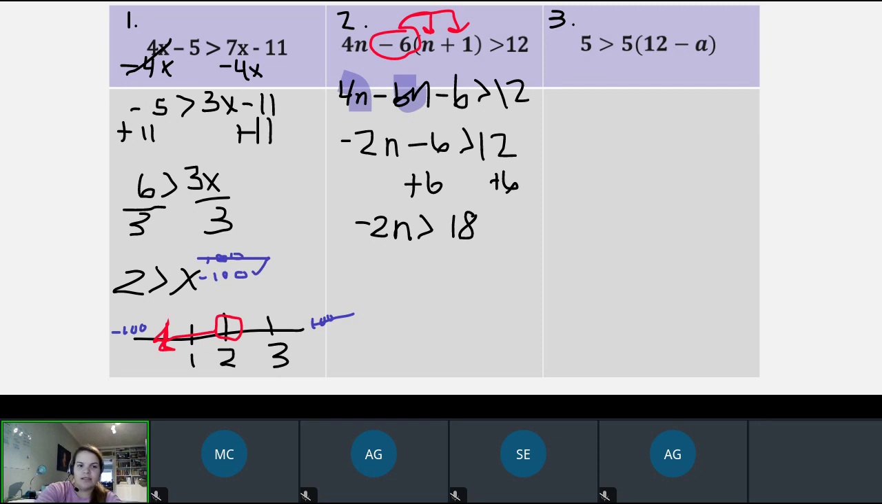All right, so my next step, someone tell me my next step, and then also what my next step causes me to have to do after that. Good. I'm going to divide by what? Good, Sarah. Divide by -2. And what happens when we multiply or divide by a negative? Yeah, good. We're going to flip our sign. Exactly. All right. So now n is going to be less than -9.